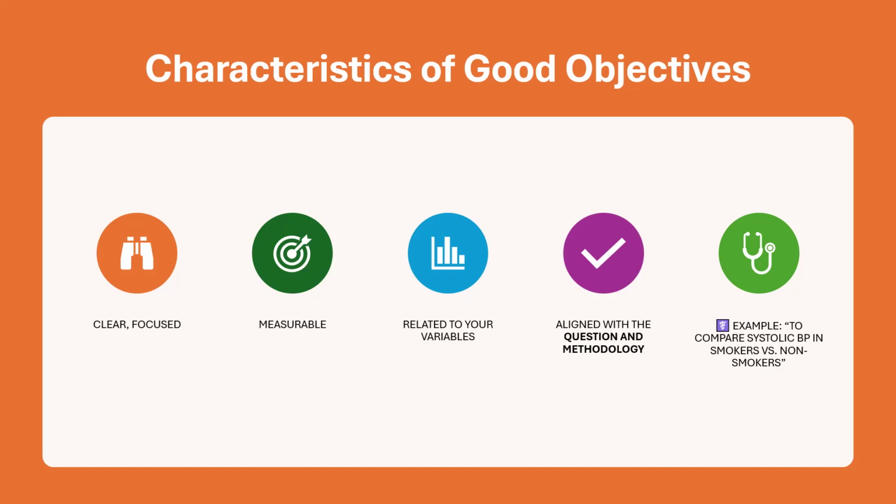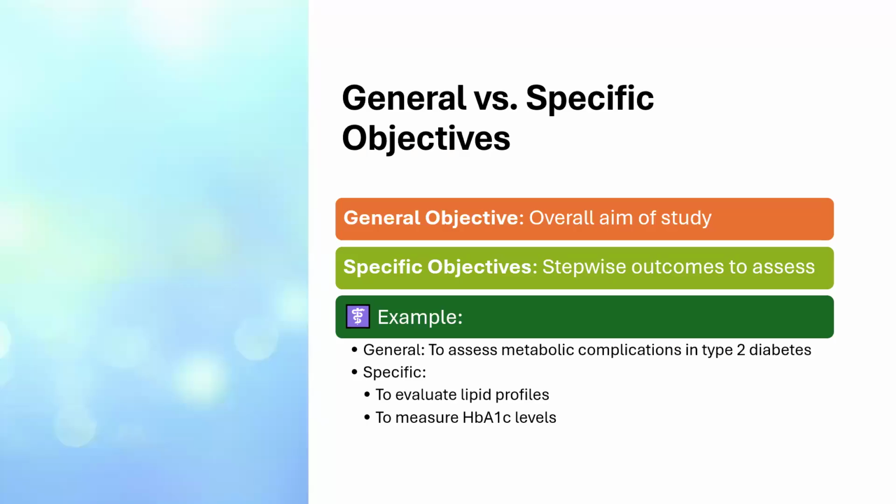For example, to compare systolic BP in smokers versus non-smokers. So this might be an objective. You have to make sure that the research objectives are clear and focused. If you look at this example, to compare systolic BP in smokers versus non-smokers, it is measurable, related to your variables, and aligned with the questions and the methodology which will follow.